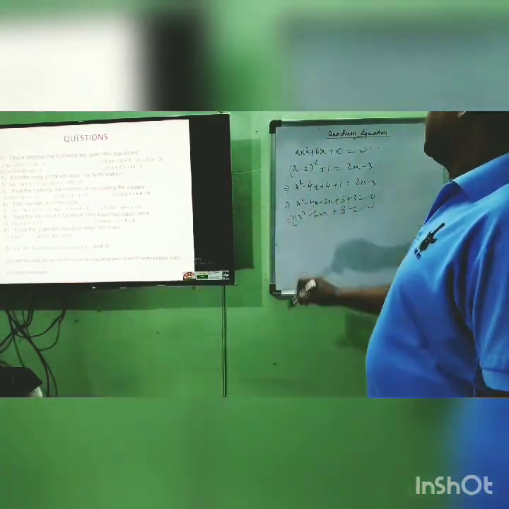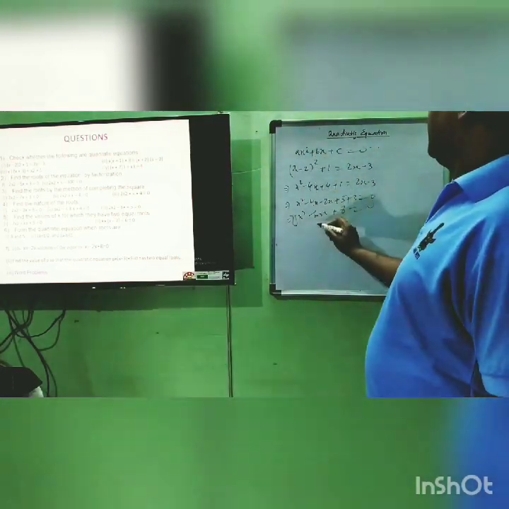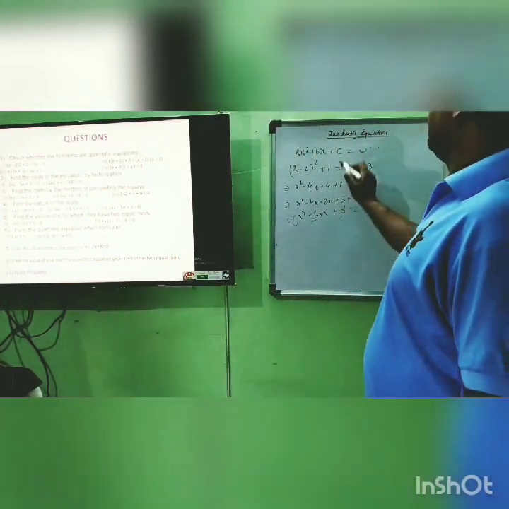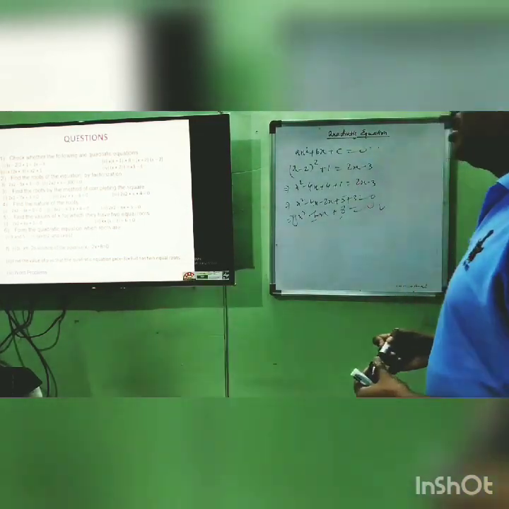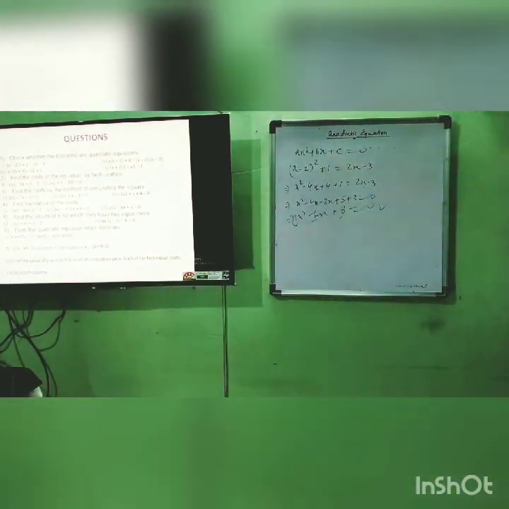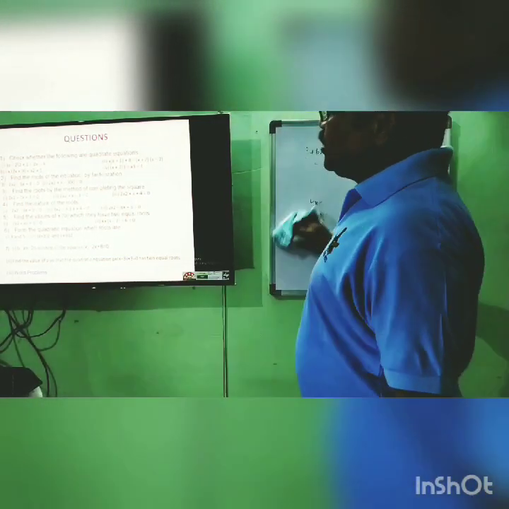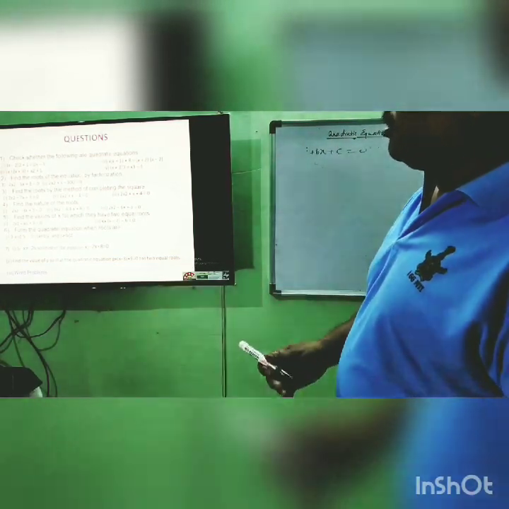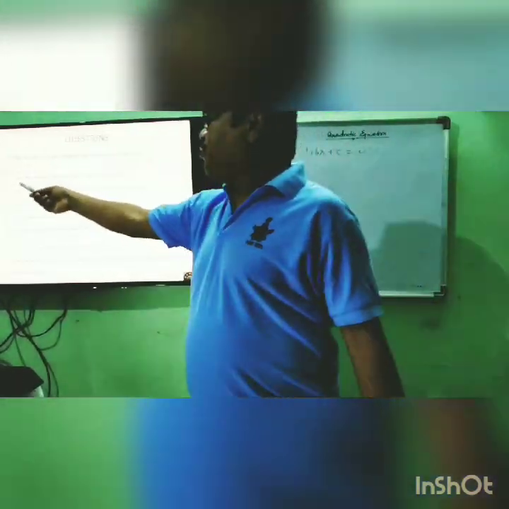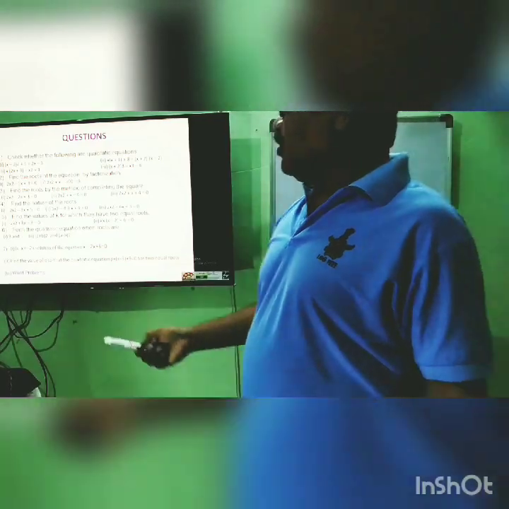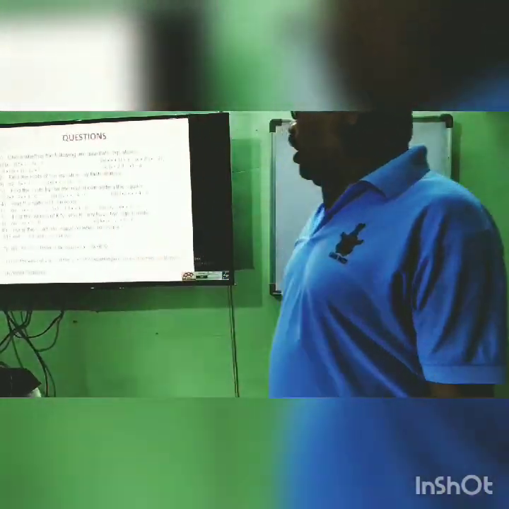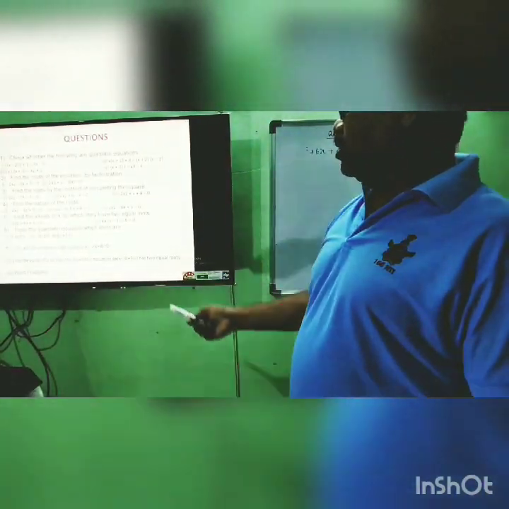So here 1 is a, minus 6 is b, 8 is c. So this is a quadratic equation. Likewise you can check whether it is a quadratic equation or not. Second thing, find the roots of the quadratic equation by factorization. So the middle term you can split, minus 5x. Okay.